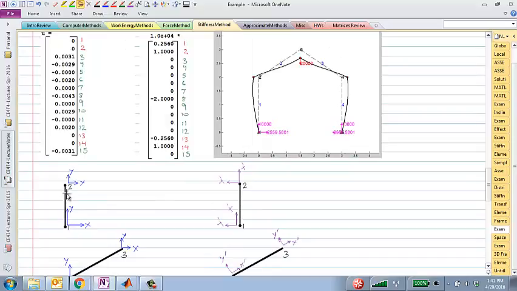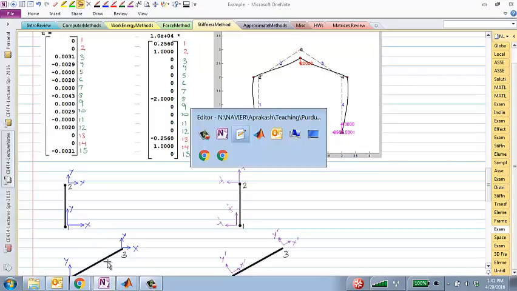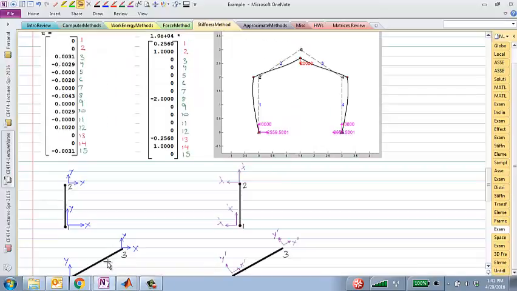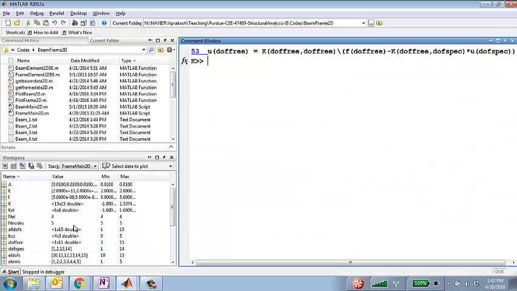So element 1 is connected to nodes 1 and 2. What would be the degrees of freedom associated with element 1? With node 1, it would be 1, 2, 3. What about node 2? 4, 5, 6 as well, right? There are two nodes, so the first 6 degrees of freedom are what we want for element 1. Let me try to get those. I should have actually stored all my element matrices, so let me do that.